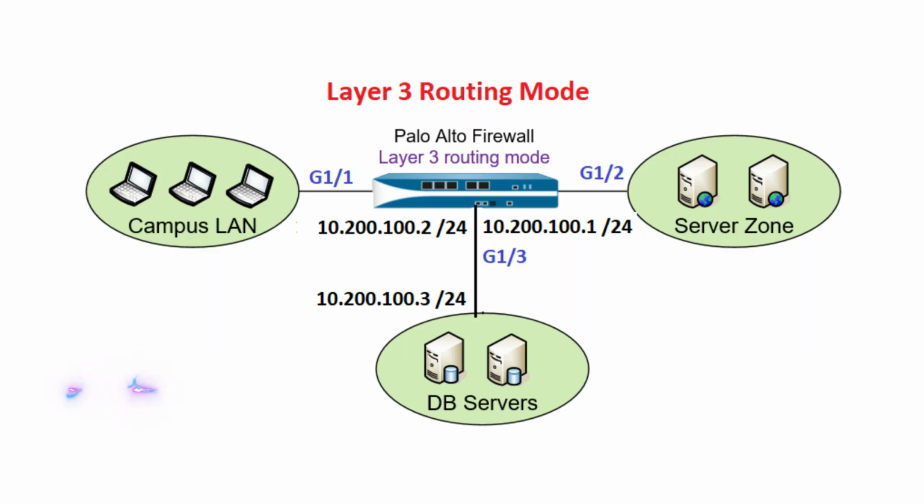Then another option available is the layer 3 deployment option. In the layer 3 deployment option, you configure the IP addresses on the interfaces of the Palo Alto firewall, and your Palo Alto firewall then connects with your network side, and the routing basically happens on the Palo Alto side. Okay, so this is basically the layer 3 deployment option.